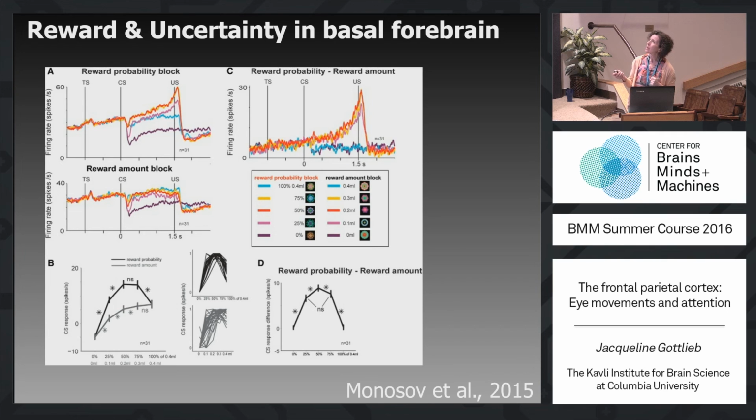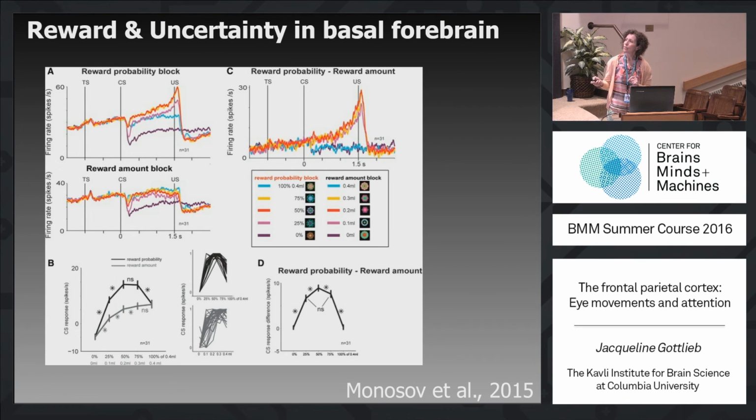So for example, this cue told the monkey 0% reward, 25, 50, 75, or 100% probability of a fixed drop of juice. And then there were also cues that signaled different amounts of reward with 100% probability. And these were chosen so that the average expected value of these pairs of cues were equal to each other. And this is what the neurons did.